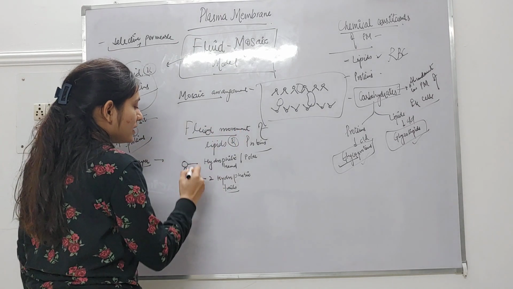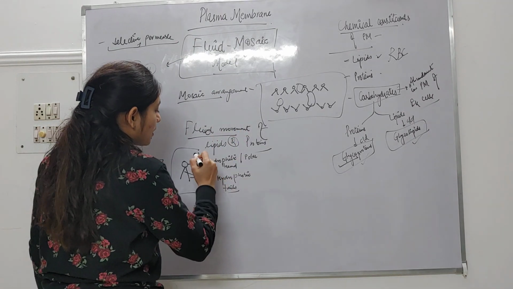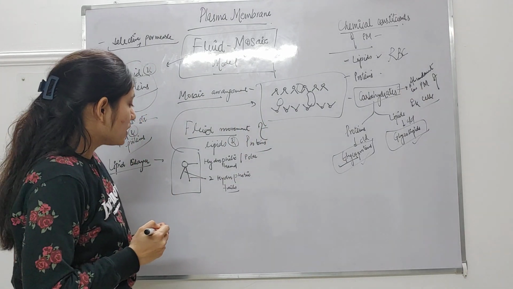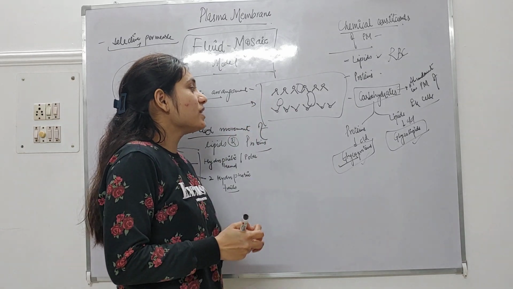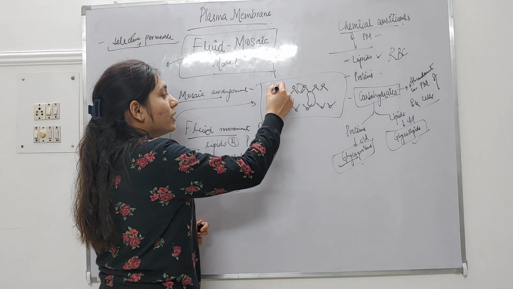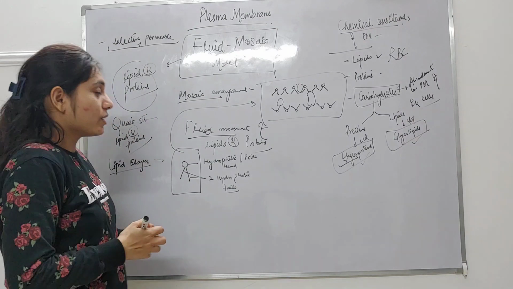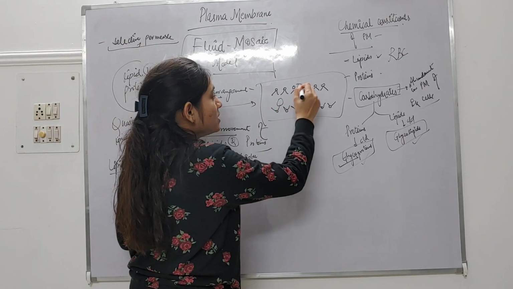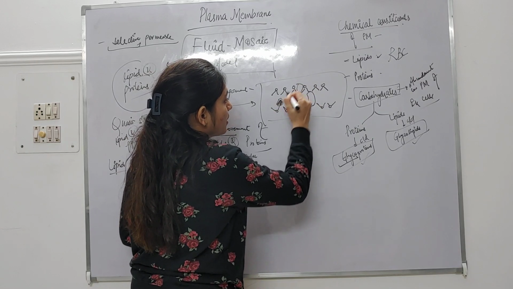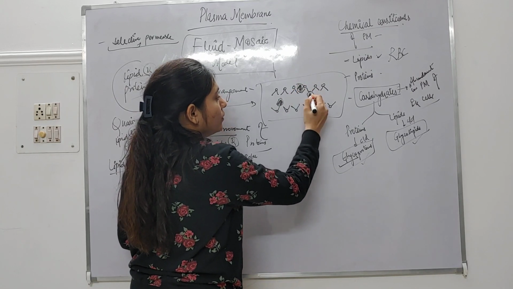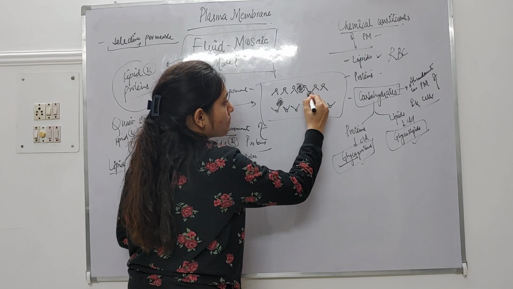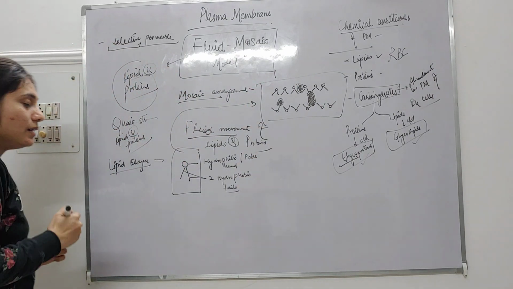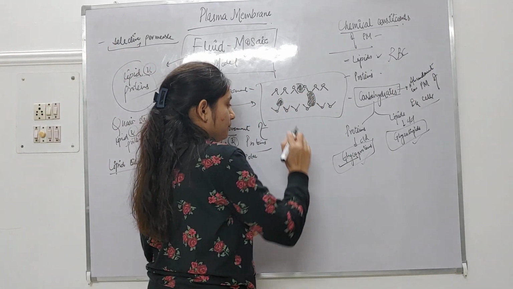In the plasma membrane, they are present like this, where the hydrophobic tails are protected from the aqueous environment, and the hydrophilic heads are surrounding the external or extracellular compartment, and proteins are present like this on the lipid part.